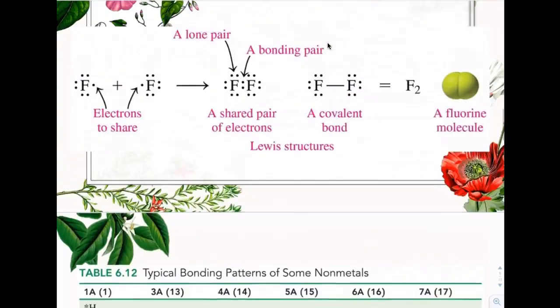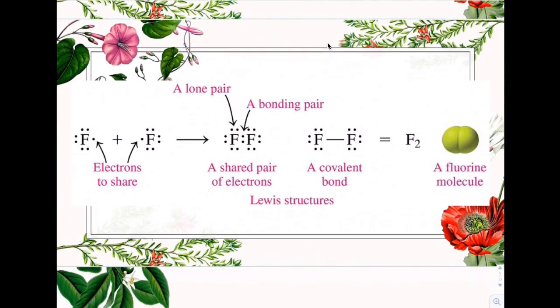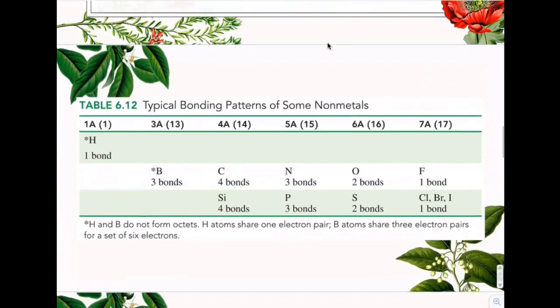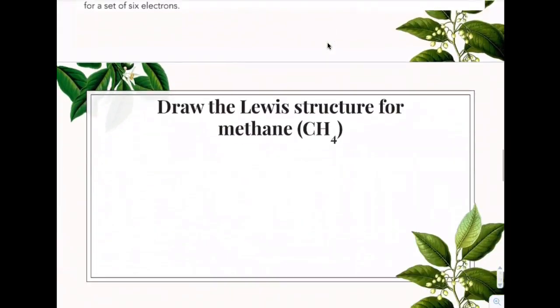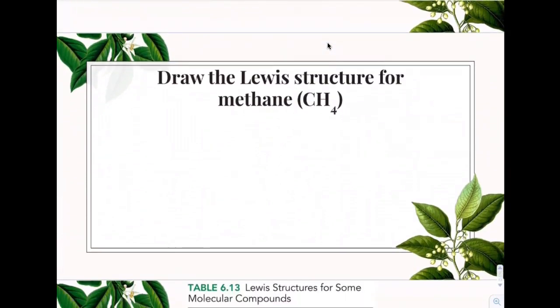Okay, so again, here's the dot structure, taking you through all the way to fluorine. These are electrons that are being shared. This bonding pair turns into a line. It's a covalent bond. Oh, here's my slide, sorry. So here are the typical bonding patterns that we just talked about in the earlier slide. So we're going to start with the Lewis structure of methane. And I'm going to give you a list of steps in this slide to draw methane, which is a very simple Lewis structure.